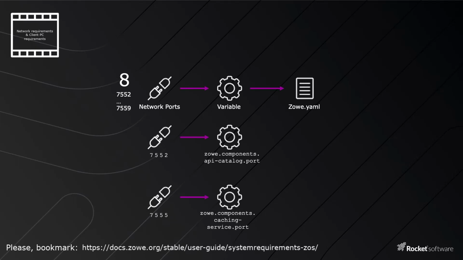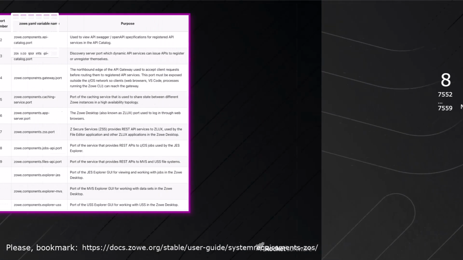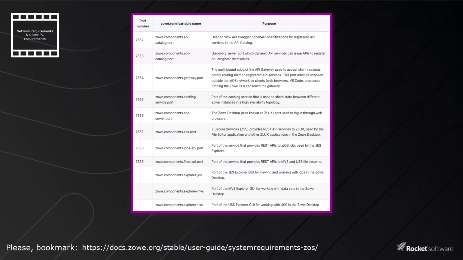Port number 7555 is assigned to the variable Zowe Components Caching Service port, which is the caching service used to share state between different Zowe instances in a high availability topology. For a complete list of port numbers, their variable names, and their meaning, please refer to the System Requirements page.